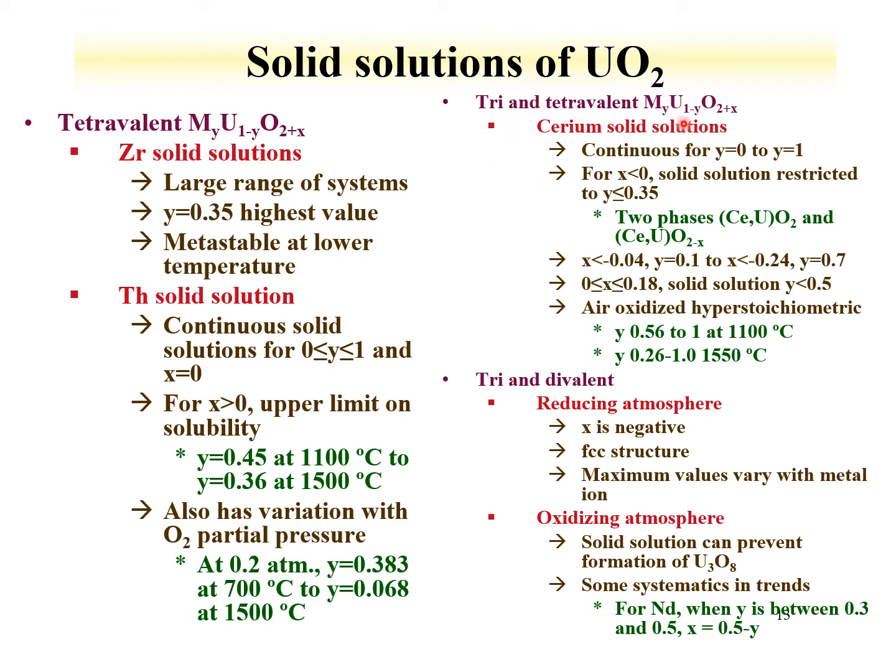For some tri- and tetravalent solid solutions, cerium-4 is continuous over the entire range, whereas cerium-3 has variations. The tri- and divalent solid solutions really depend upon whether you're in a reducing or an oxidizing environment. One of the take-homes is that when we look at the chemistry of the fission products in UO2, whether or not a product will form a solid solution with uranium depends upon the amount of that material and its relative crystal structure compared to UO2.